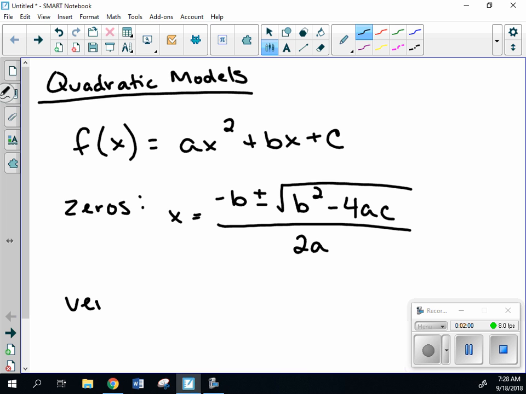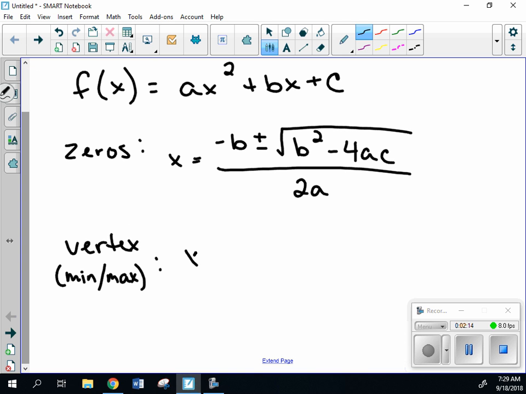The vertex, also known as the min or the max, depending upon what type of parabola you have, if it's upside down or not. The x value of the vertex is located at negative b over 2a. The y value is then wherever you plug in your x value. And this is good information in order to determine that min or max.